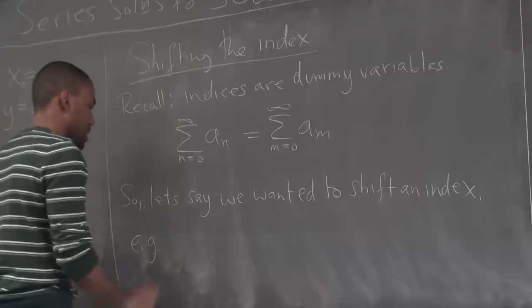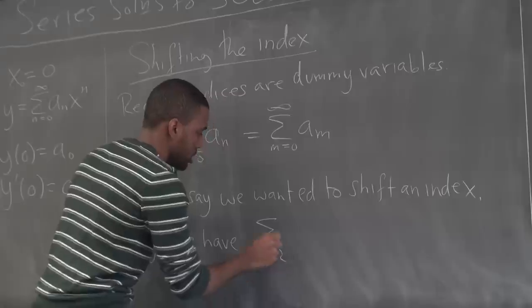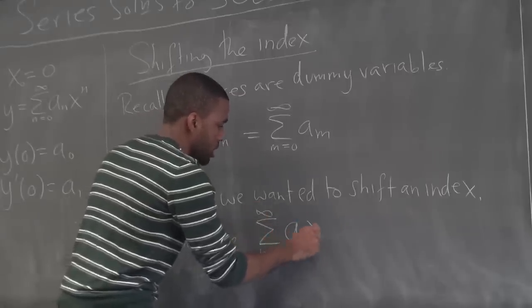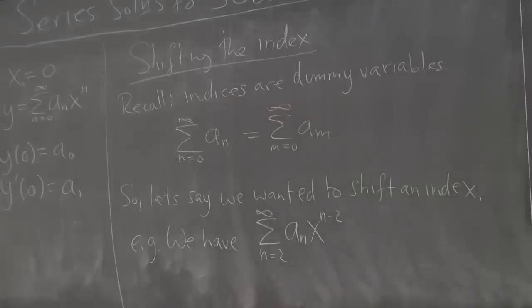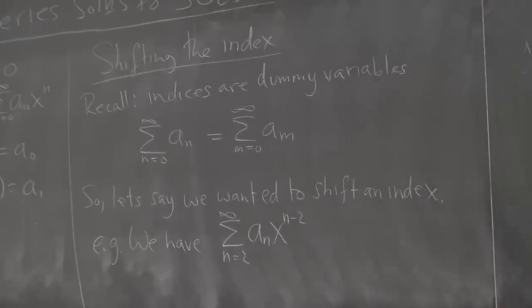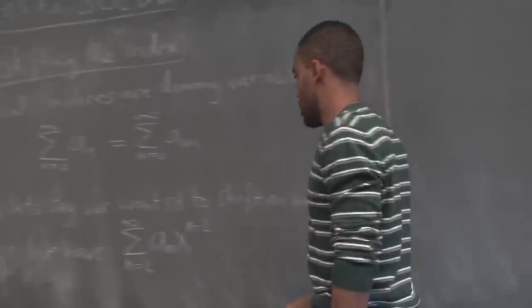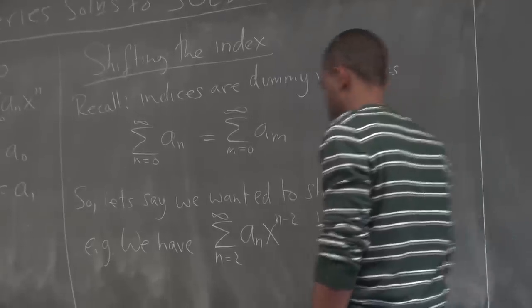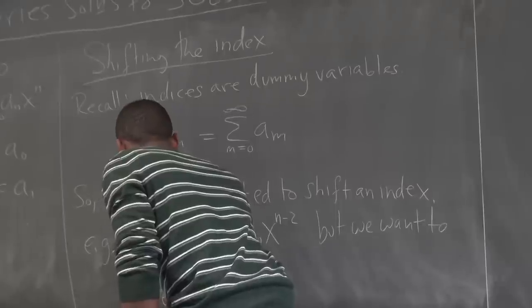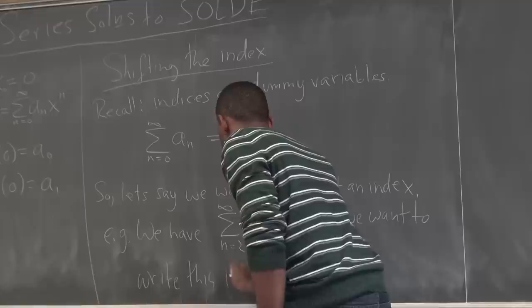So, an example of this. Let's say we have the series starting at 2 of a_n x to the n minus 2. Let's say that's what we have currently. For example, that's the result of taking a second derivative, and that's what I have. But we want to write this in terms of x to the n.